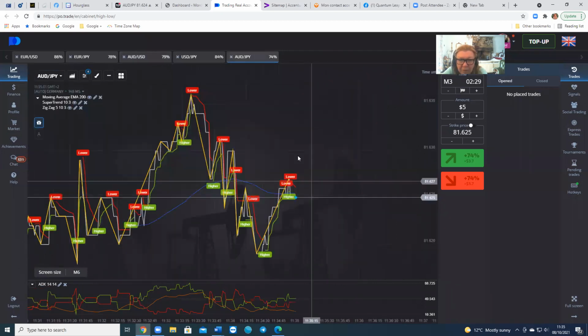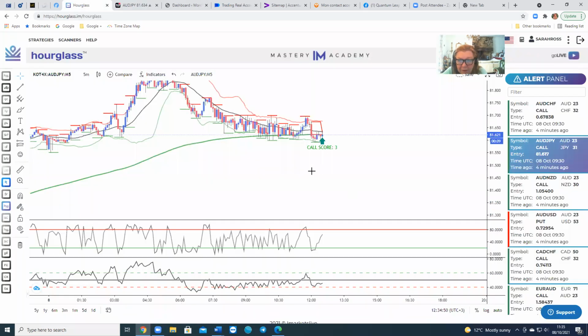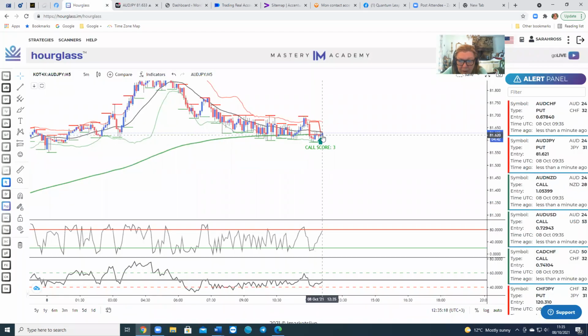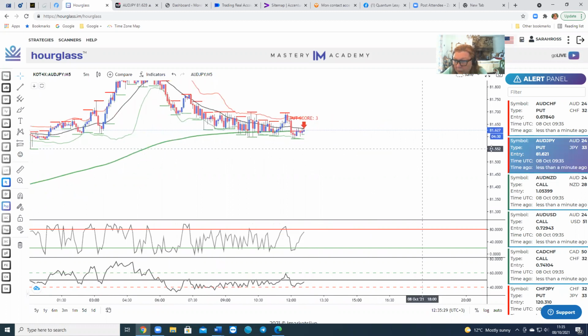It's at 625 on this broker. Again, very wicky, lots of probes. HourGlass shows it's now moving up to the midline on the Bollinger Bands. Put score of 3, 624, called it 621. It's just wicking off that level.